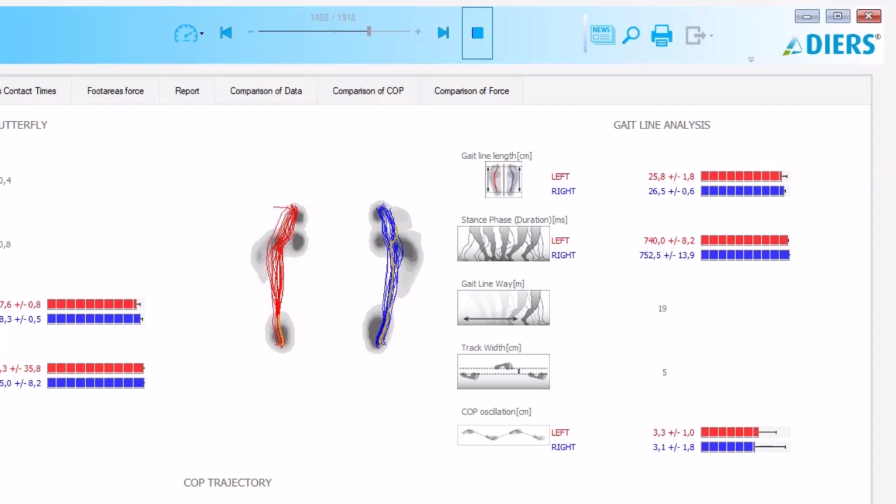The distance covered has mainly an informative character. Depending on the treadmill speed, the distance covered is usually fixed. This value has no clinical significance. The track width calculates the lateral distance of the COP positions between the left and right initial contact. Usually, the value is in the range between 8 and 10 centimeters.